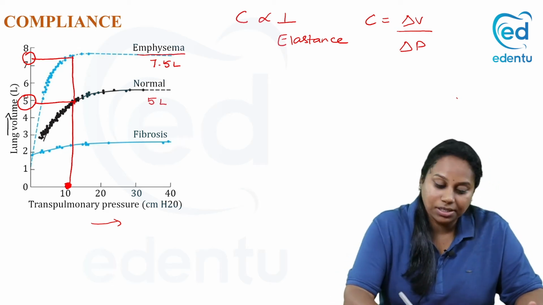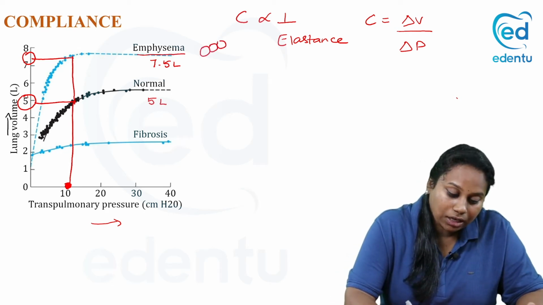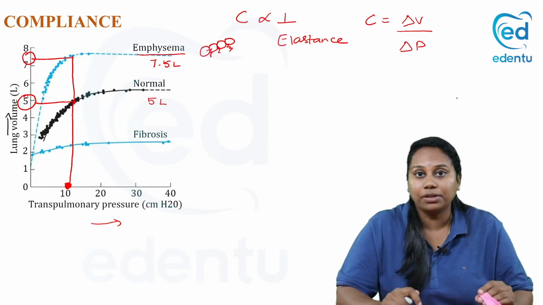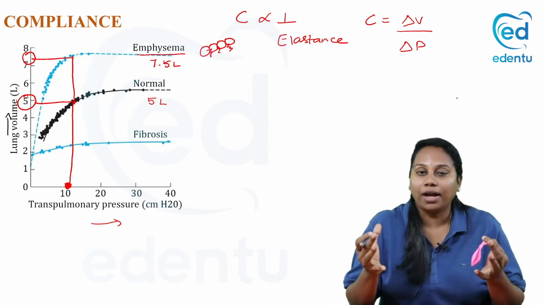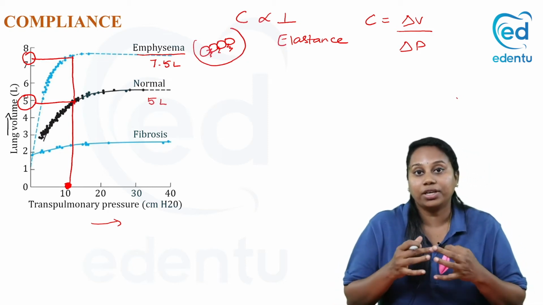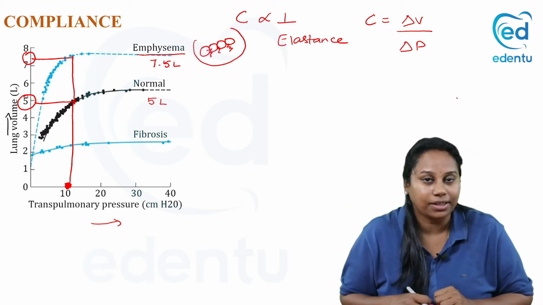Emphysema is a disease where all the individual alveolar walls, the septa, are damaged. So the alveoli, all the walls are damaged. It becomes one big bag which can expand very well. So it becomes like this. Therefore, it can stretch very well and compliance increases.